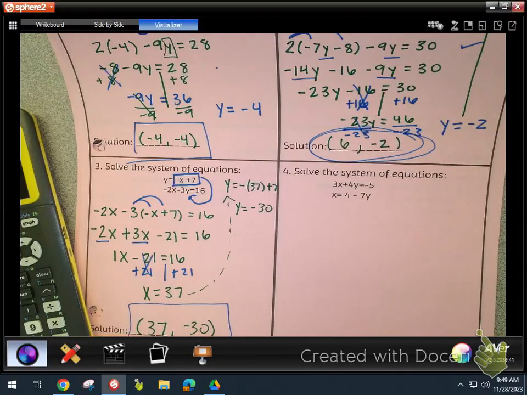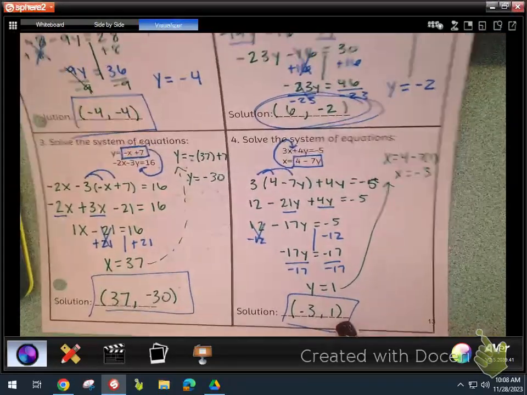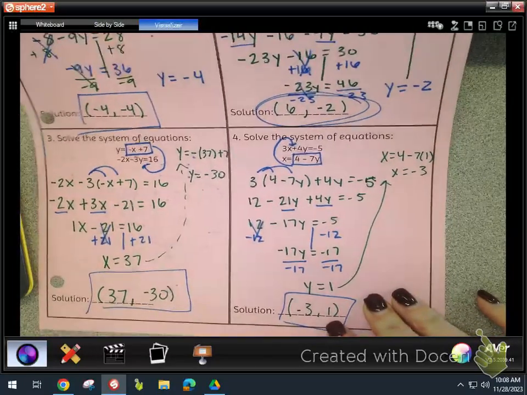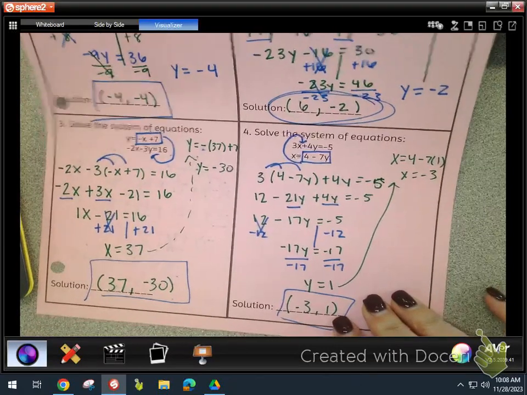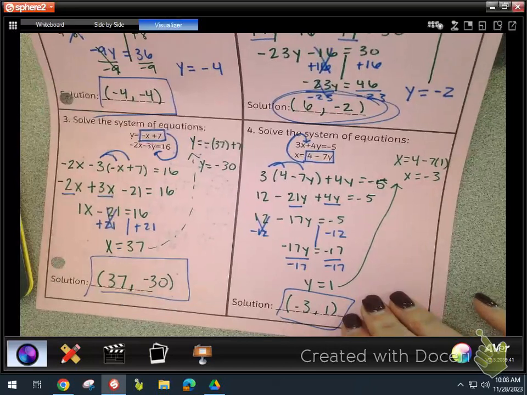Okay. All right, I want you guys to try number 4. You can check on number 4. Your solution was negative 3, positive 1. Okay. And again, we answered a lot of questions, kind of worked through that with some of y'all. I think you're starting to kind of catch on to the process. It takes time. That was the solution to number 4.